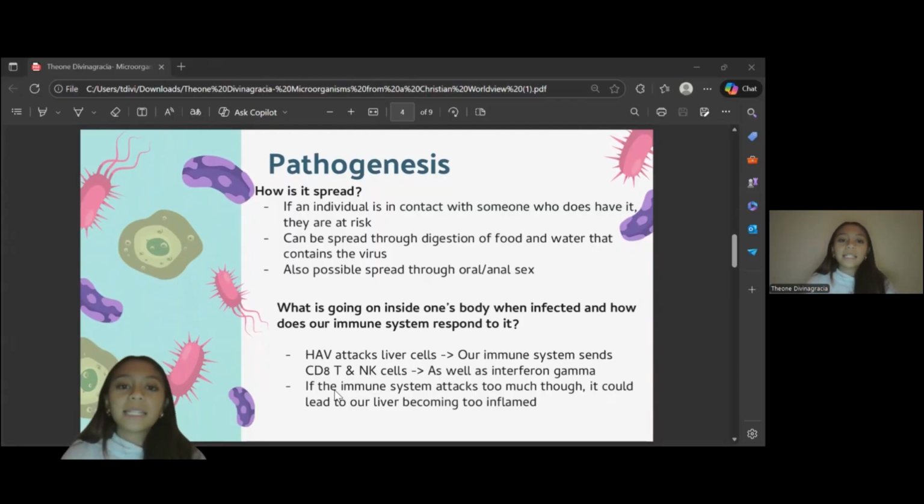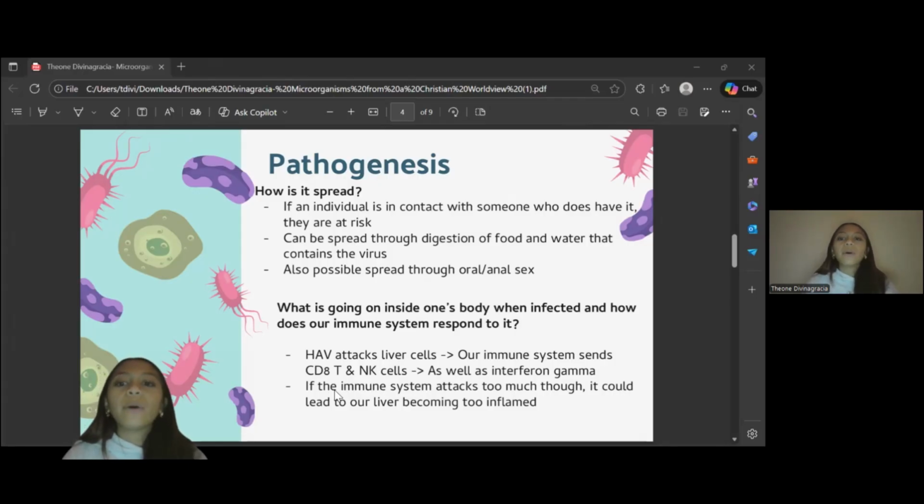Pathogenesis of hepatitis A. How is it spread? If an individual is in contact with someone who does have it, they are at risk. It can be spread through digestion of food and water that contains the virus. So that means if a person with the hepatitis A virus uses the restroom and does not properly wash their hands and handles food after and gives the food to a person who does not have the virus, that person is now at risk of receiving the virus. It can also be spread through oral/anal sex.